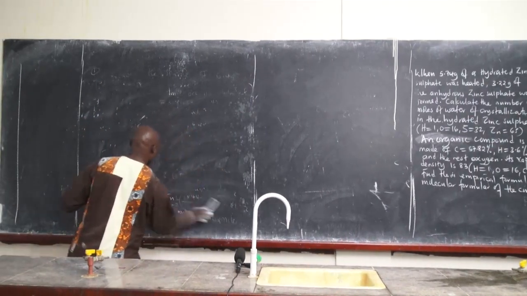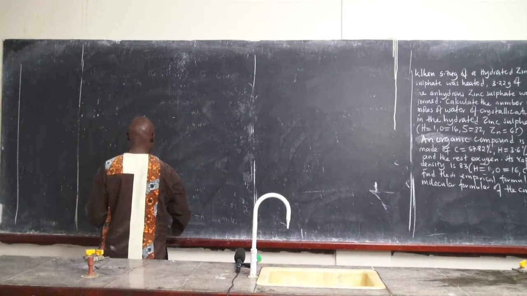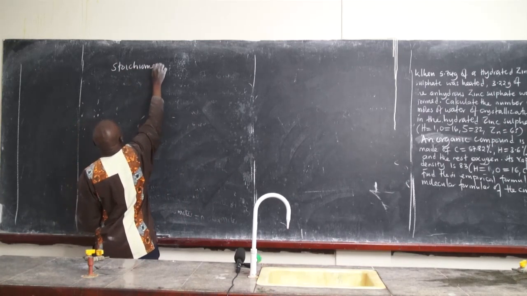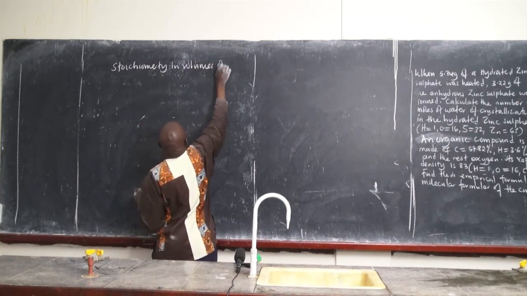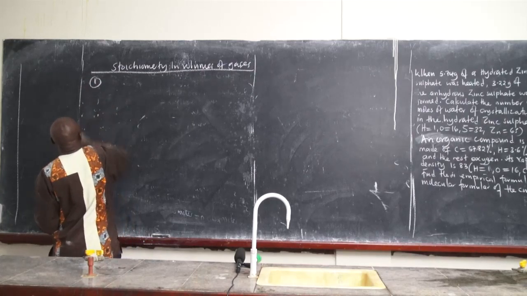So stoichiometry involves using chemical equations to obtain what you want. So stoichiometry in volumes of gases. So let's do two numbers here.